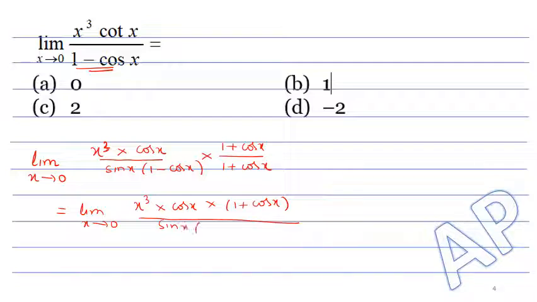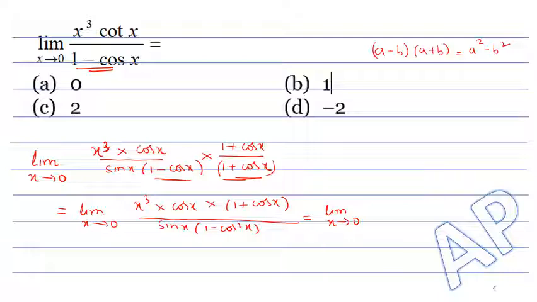sin x into 1 minus cos square x, because I have 1 minus cos x into 1 plus cos x, which is in the form of a minus b into a plus b, which is equal to a square minus b square. That is, 1 minus cos x into 1 plus cos x is 1 minus cos square x. We know that 1 minus cos square x is sin square x. Therefore, limit as x tends to 0 of x cube by sin x into sin square x into cos x into 1 plus cos x.